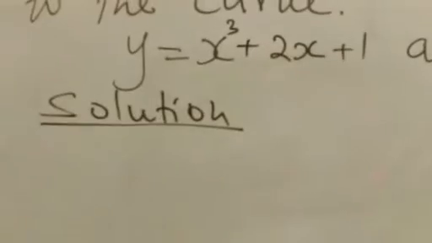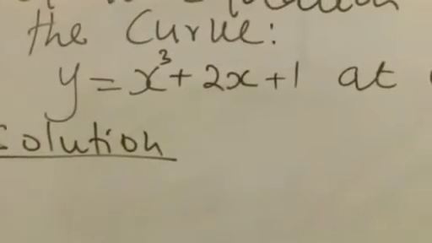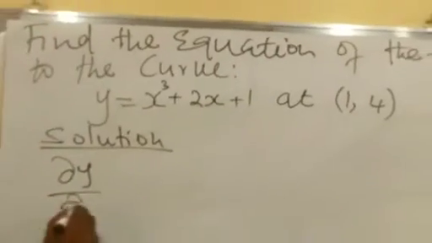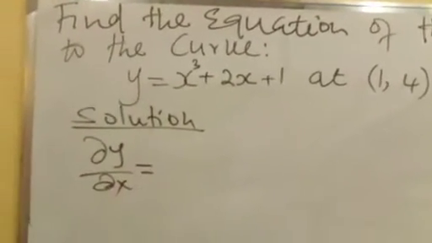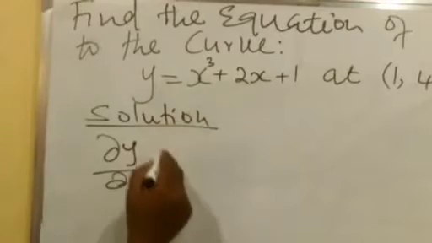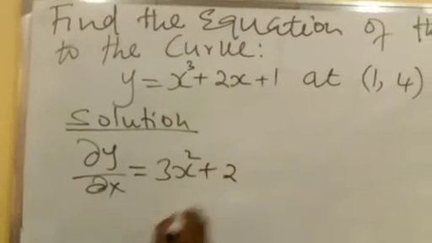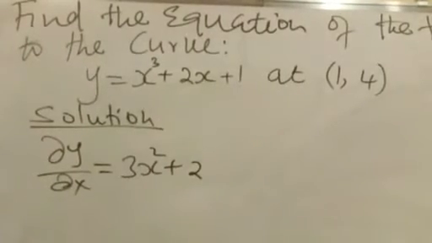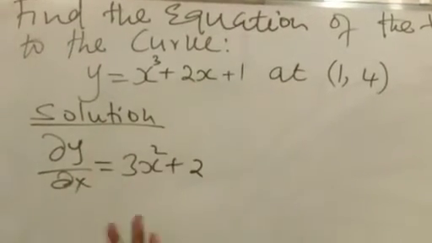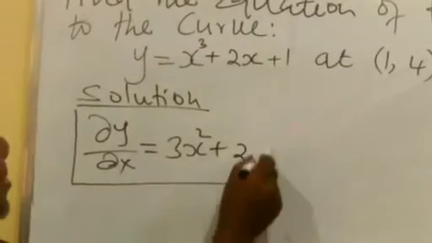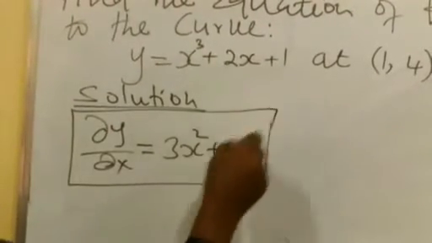First of all, we get the gradient function, which we get by differentiating the equation. So dy/dx equals 3x squared plus 2, and of course the 1 will be dropped from that, so the gradient function will be this one.